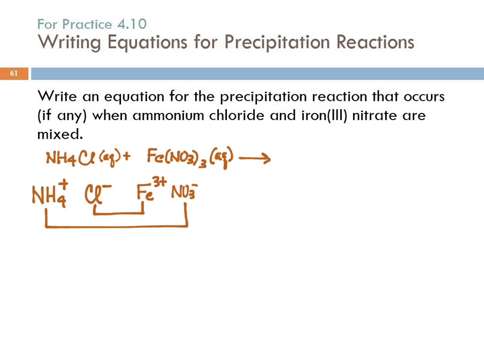Well, all ammonium compounds are soluble. So those guys are going to be soluble. I'm just going to write aq over here. How about iron and chloride? Most chloride compounds are soluble. Is there an exception there? I don't remember. Yes, there is. But the exception is not iron. So iron chloride is also going to be soluble.